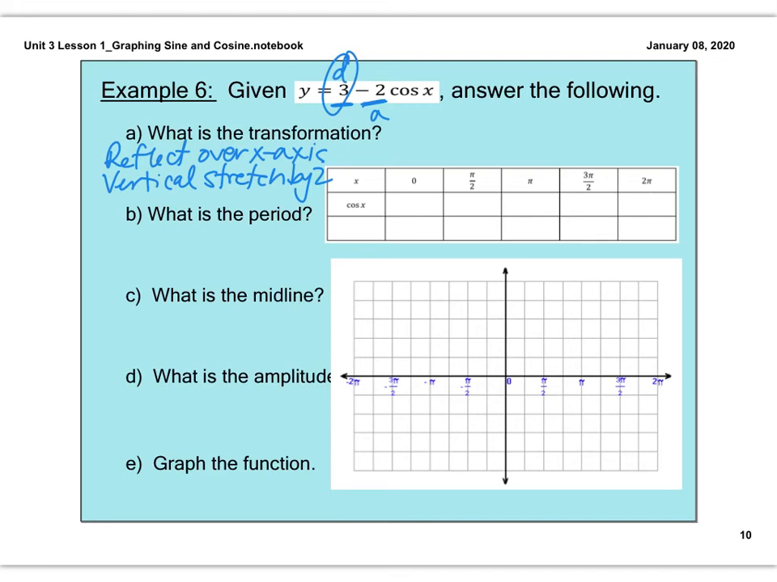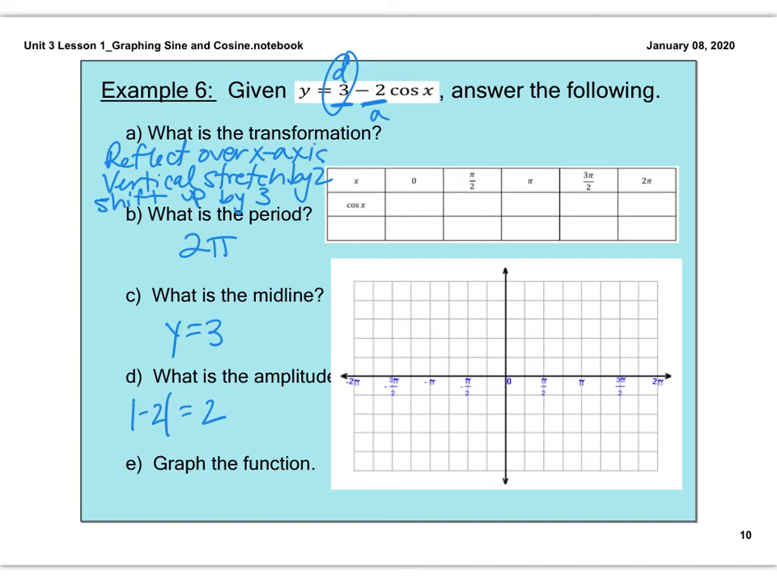And then that 3 is going to have a whole vertical shift. So we're going to shift up by 3 units. The period is still going to be 2 pi. The midline has shifted. We have shifted up 3, so it's going to be at y equals 3. And the amplitude has changed. We take the absolute value of -2, which is 2.